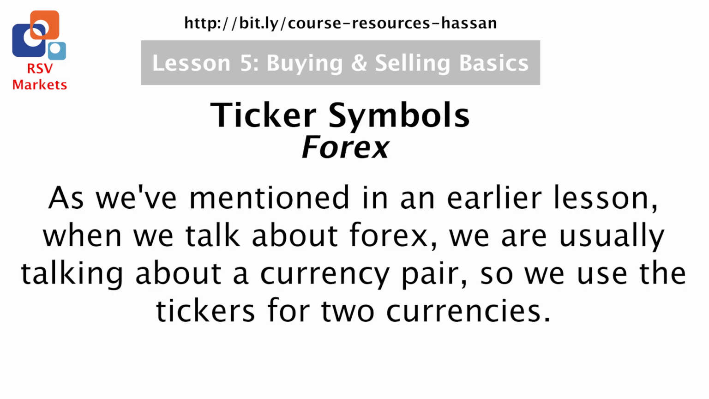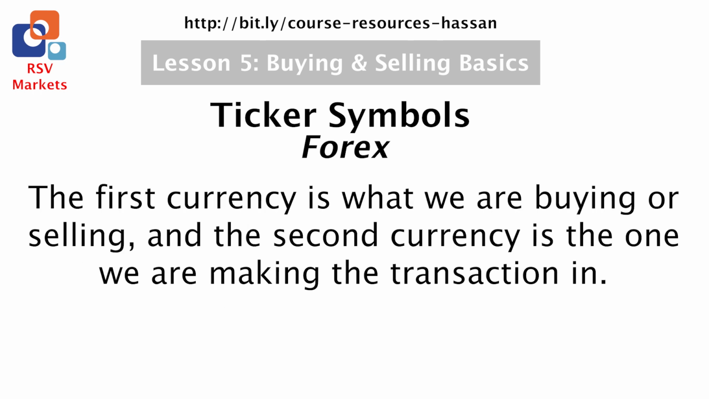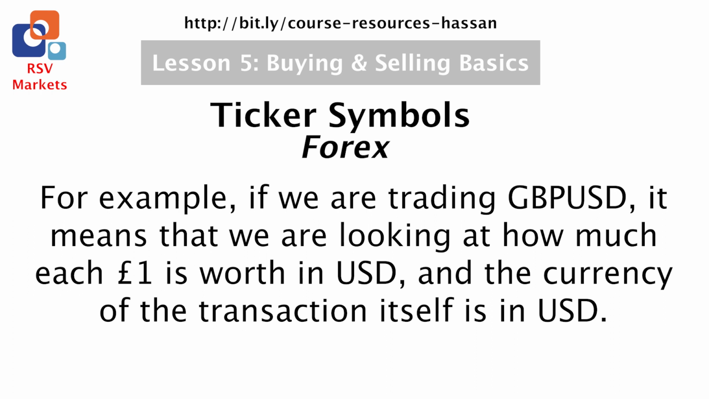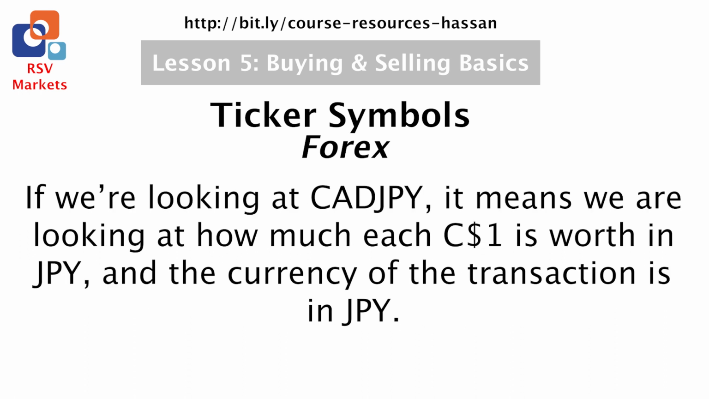Forex. As we've mentioned in an earlier lesson, when we talk about Forex, we are usually talking about a currency pair, so we use the tickers for two currencies. The first currency is what we are buying or selling, and the second currency is the one we are making the transaction in. For example, if we are trading GBP USD, it means that we are looking at how much each pound sterling is worth in US dollars, and the currency of the transaction itself is in US dollars. If we're looking at CAD JPY, it means we are looking at how much each Canadian dollar is worth in Japanese yen, and the currency of the transaction is in Japanese yen.